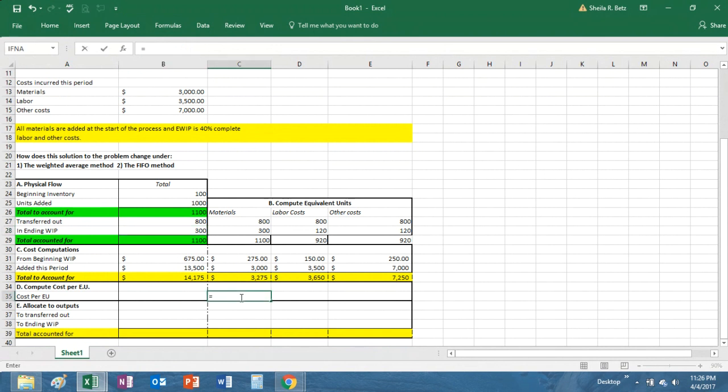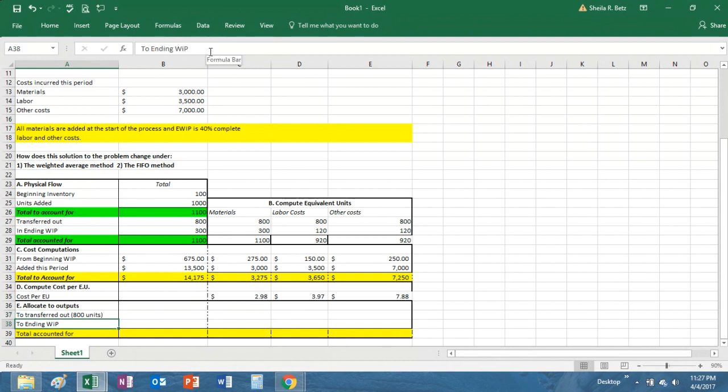Next up, I'm going to calculate the cost per equivalent unit. So the total amount of money I have in materials divided by the total number of units I worked on. So I have $2.98 a material cost per unit. For labor, I take my total cost divided by the total number of units I worked on for labor. I have $3.97. And then for overhead, I have the $7,250 divided by the 920 of $7.88.